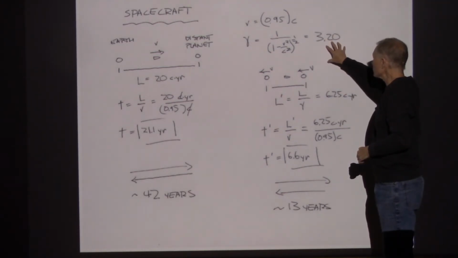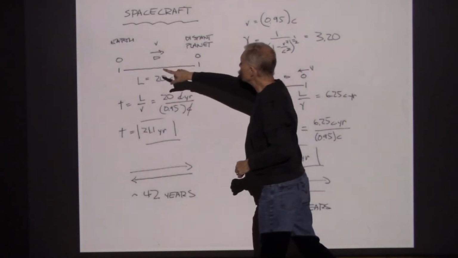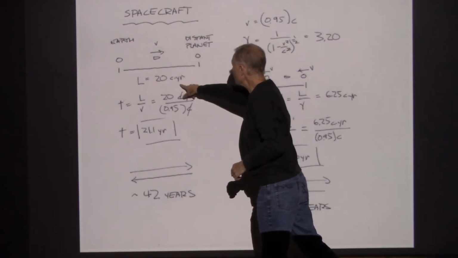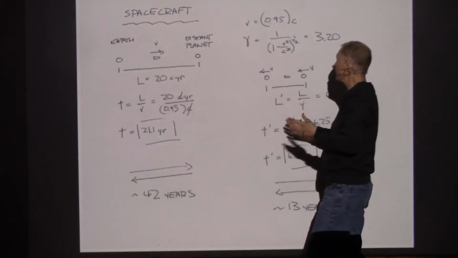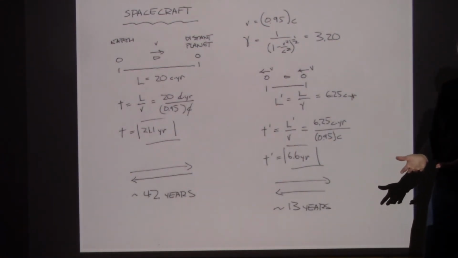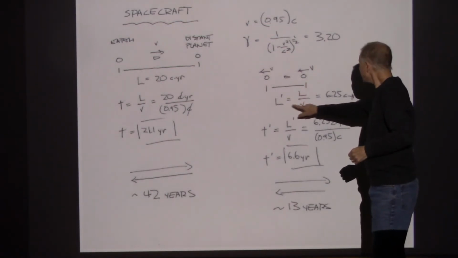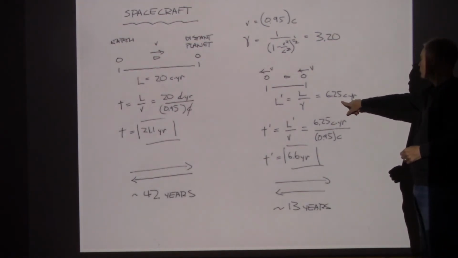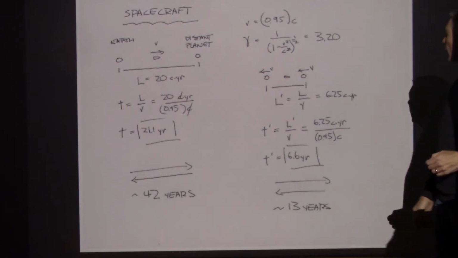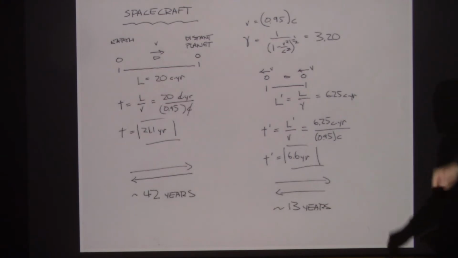The length contraction applies to all of these distances that were measured in the reference frame of the Earth and the distant planet. One of those measurements was the 20 light year distance. So to find out how far that distant planet is once the spacecraft is up to speed, that distant planet is only 6.25 light years away. Now that's still a pretty good distance, but it's gone from being 20 light years away to being 6.25.